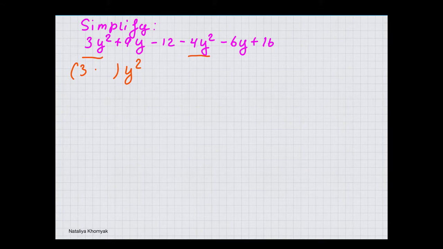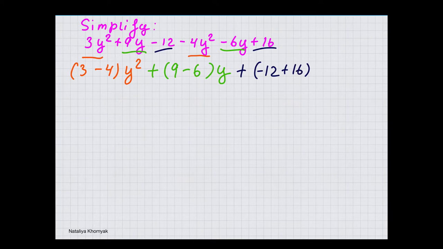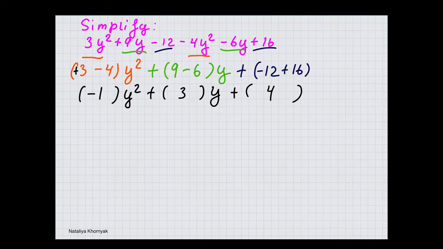So we have 3 minus 4 of y to the second plus 9 minus 6 of y plus negative 12 plus 16. Plus 3, minus 4. So we look for difference, which will be minus 1 y to the second, plus 9 minus 6, we have 3, plus the difference between 16 and 12 is plus 4.